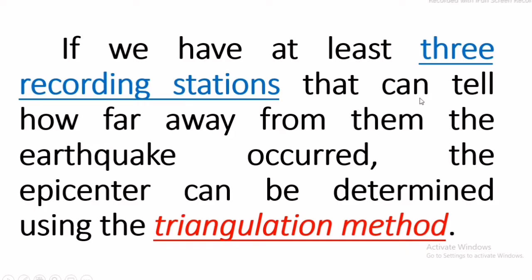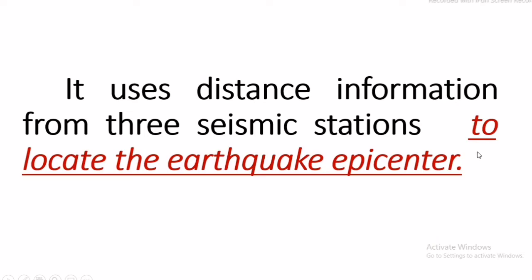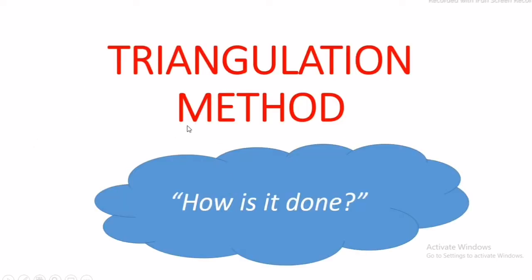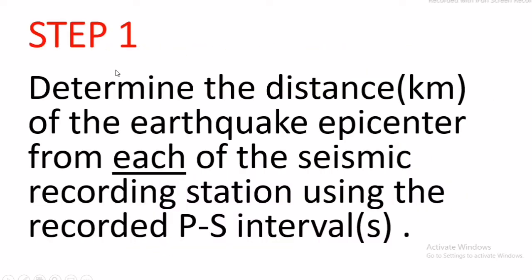That's why if we have at least 3 recording stations that can tell how far away from them the earthquake occurred, the epicenter can be determined using the triangulation method. It uses distance information from 3 seismic stations to locate the earthquake epicenter. So we will use the triangulation method to locate the earthquake epicenter. And how is it done? Step 1: Determine the distance in kilometers of the earthquake epicenter from each of the seismic recording stations using the recorded primary-secondary intervals.